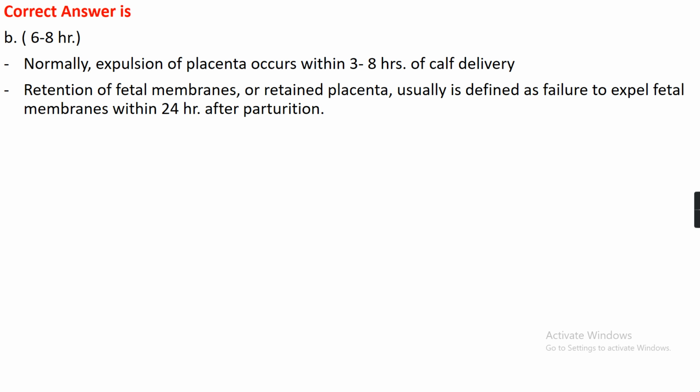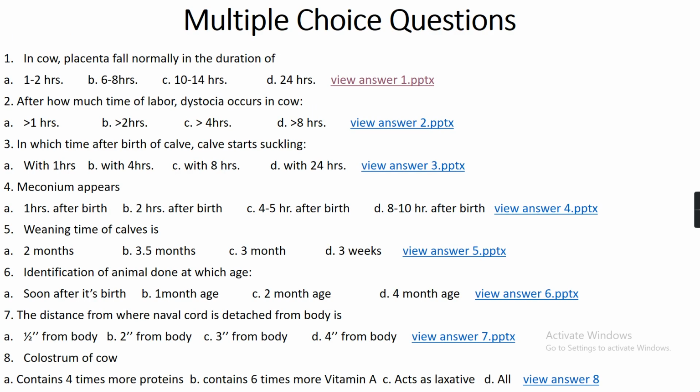Normally, expulsion of the placenta occurs within 3 to 8 hours of calf delivery. But if the placenta doesn't fall within 24 hours after parturition, we consider that condition as retention of placenta.